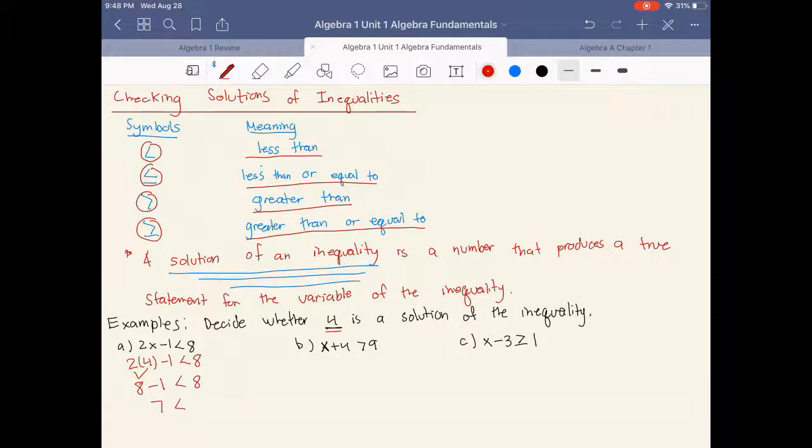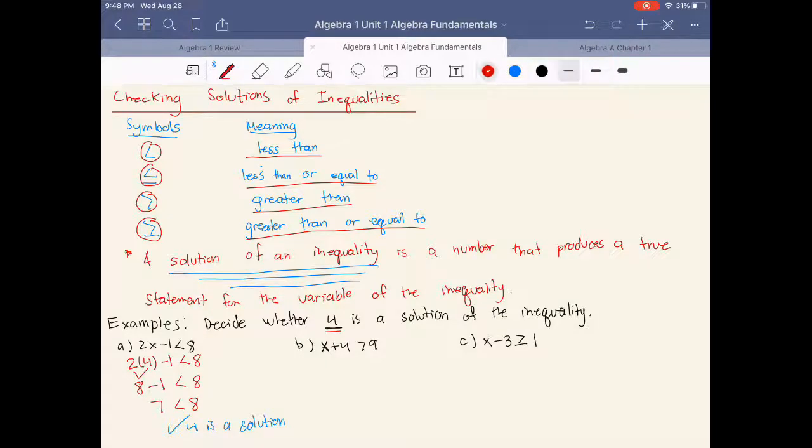So is 7 less than 8? Yes, it is. So that means 4 is a solution to this for letter A. And you can just say 4 is a solution because it refers to A already. Okay?